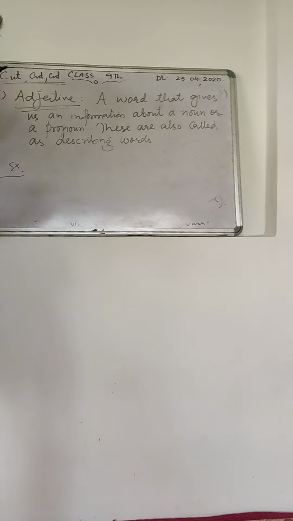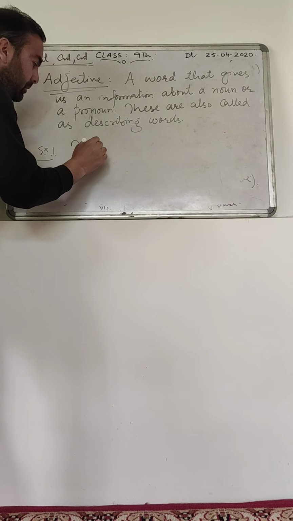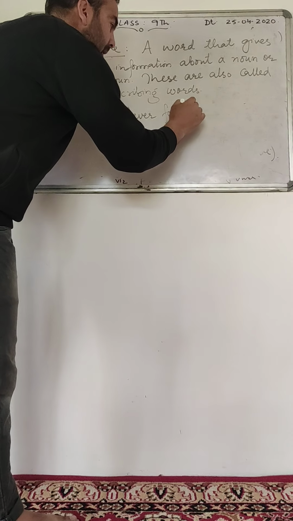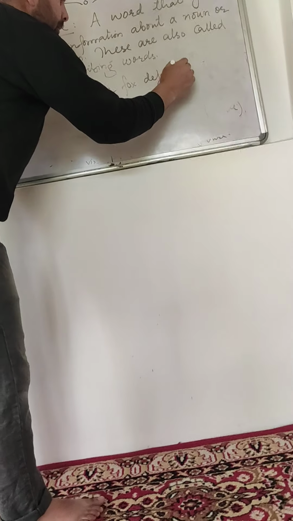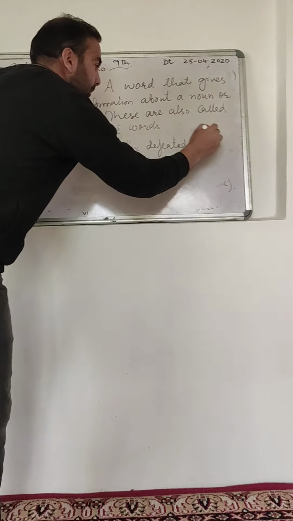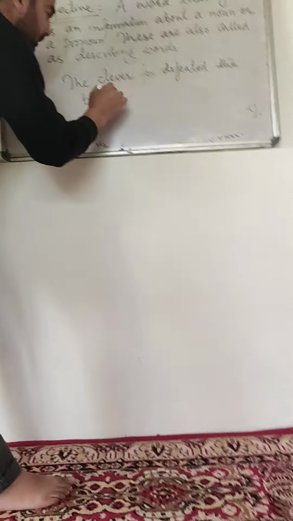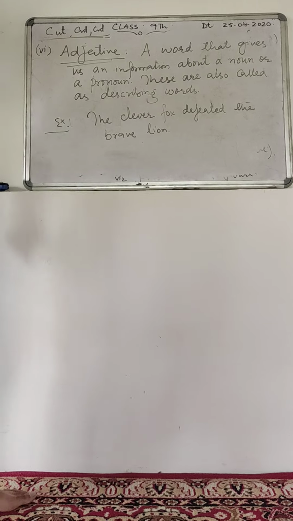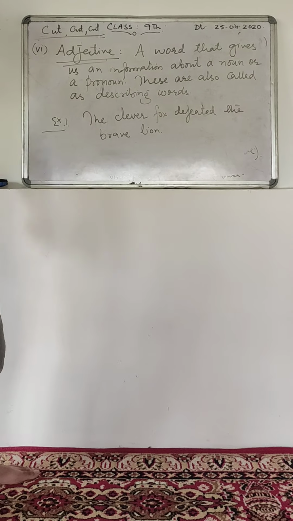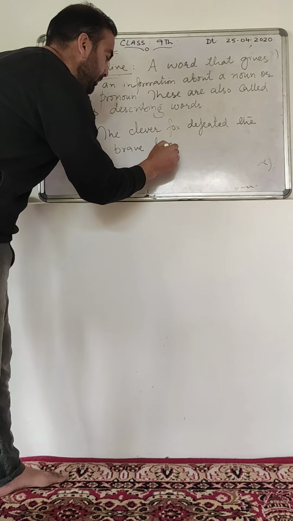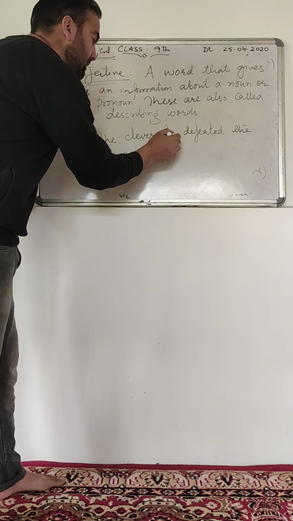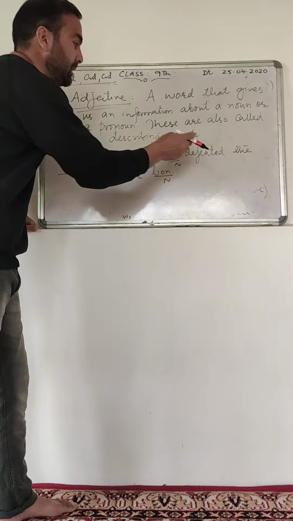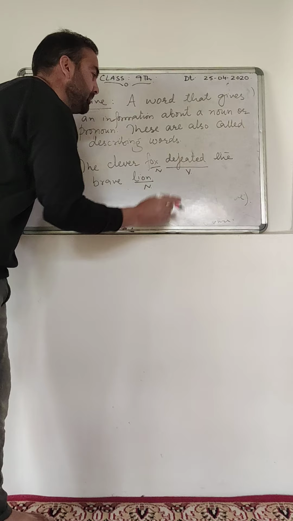For example, I will write here: the clever fox defeated the brave lion. Well, I have written a sentence. Let us see what different words are. Lion, you know, it's a noun. Similarly, fox is also a noun. Defeated. I had told you earlier that it is in past form. So what is it? It's a verb.